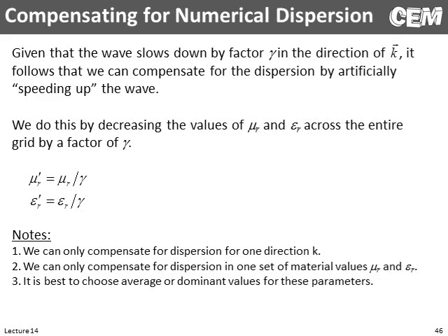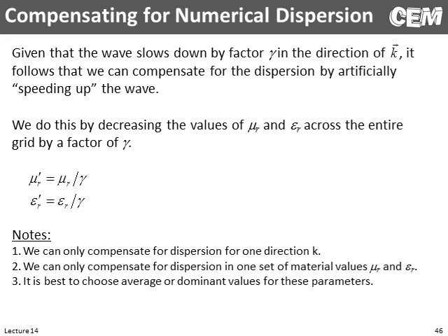A couple catches here. We can only compensate for dispersion in one direction. So we have to think, is there a dominant direction of the waves in your model? If so, that's the direction we would choose. If not, well, maybe we can just take an average and look at the dispersion for a wave traveling at an angle of 22.5 degrees, for example.